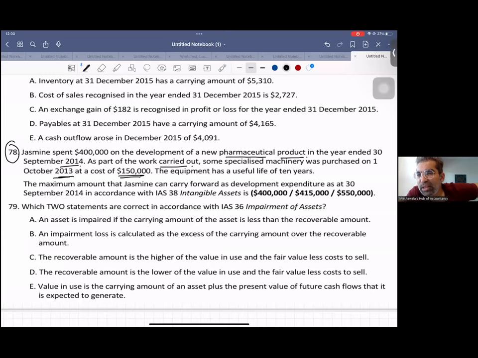So 150,000 divided by 10 years, the life of the machine being 10 years, so the depreciation of the machine is 15,000, plus the other cost of development of 400,000. So you will have 415,000 as the answer. The maximum amount that Jasmine can carry forward as development expenditure as at 30th September 14 is 415,000. Did you understand this? Tell me.